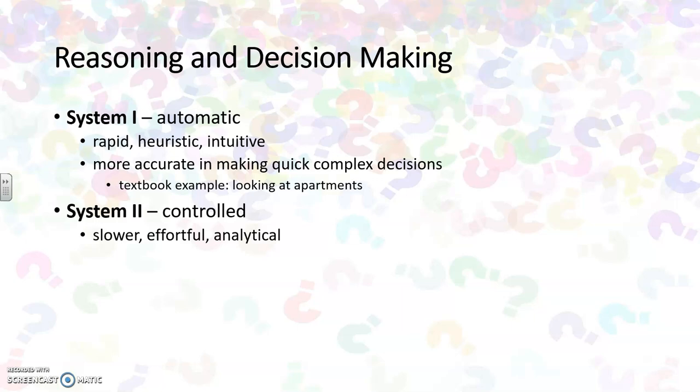There are two systems for reasoning and decision making. System 1 is automatic and rapid, you have your shortcut heuristic ways. You listen to your gut. Whereas System 2 is more controlled. It's slower, there's more effort in it, and it's much more analytical.